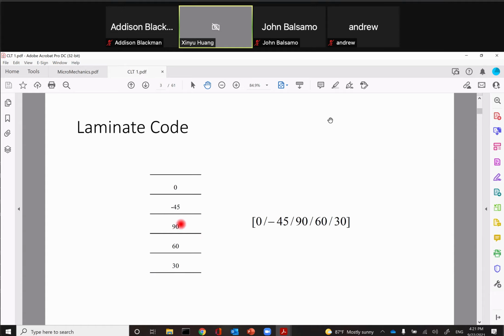So this layer is perpendicular to x, right? 90. Then plus 45, then 0. Okay. This is a 5-layer laminate. Some people call this a fiber architecture for the laminate. It basically designates the fiber orientation for each lamina.